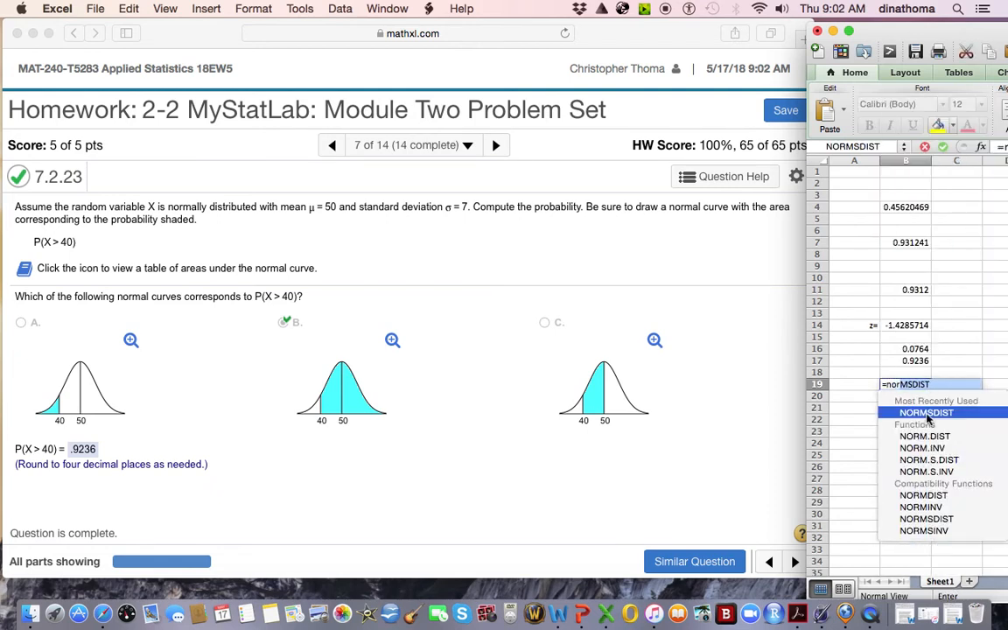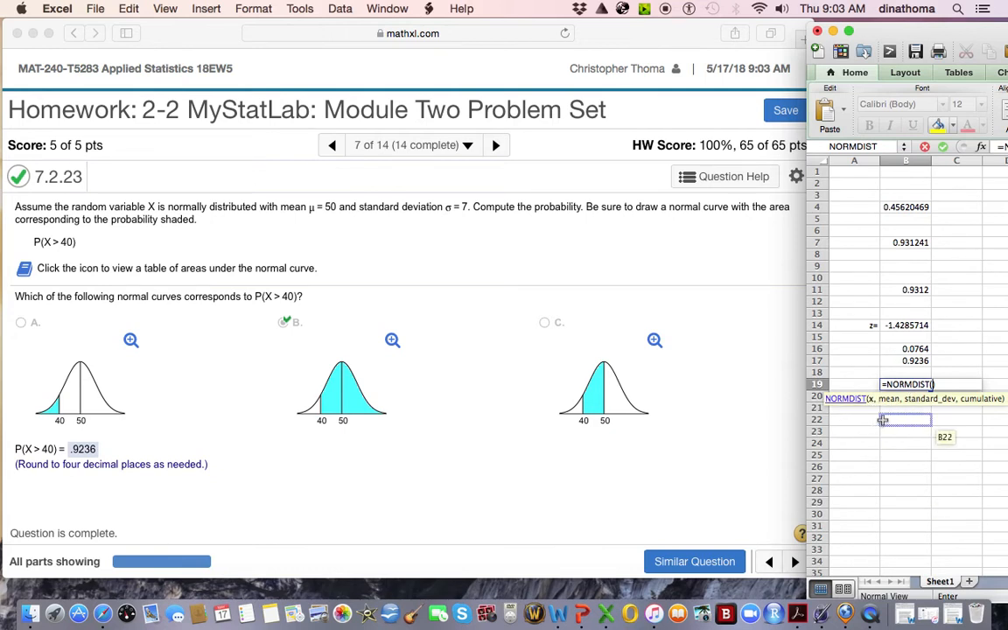So we've been using NORM.S.DIST. And if we use norm with an S, dist, we have to have a mean of 0 and a standard deviation of 1. That Z formula converts things over for you so you have a mean of 0 and a standard deviation of 1. However, there's another function in Excel called NORM.DIST without the S. And you can see we have to put a lot more information in.